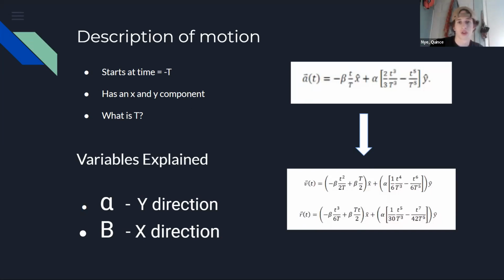And solving for t, we were able to find that it is mostly dependent on the constants alpha and beta, which are tied to the y direction and x direction. And later on, it'll become clear why we decided the alpha and beta must be constants of acceleration in each of these directions.